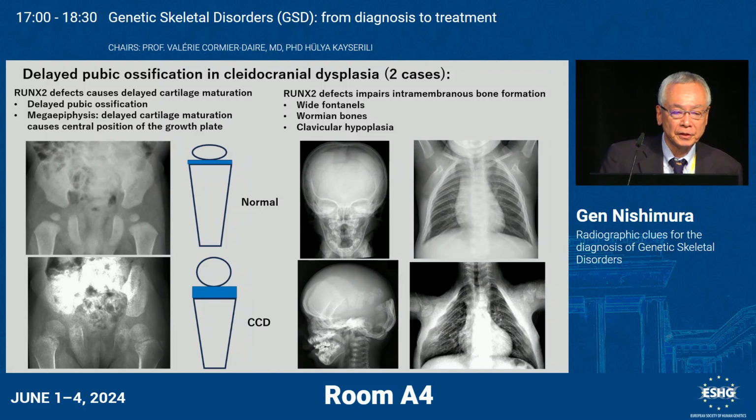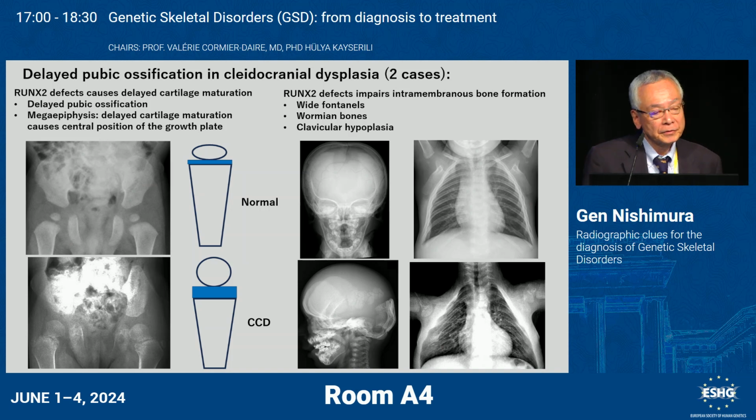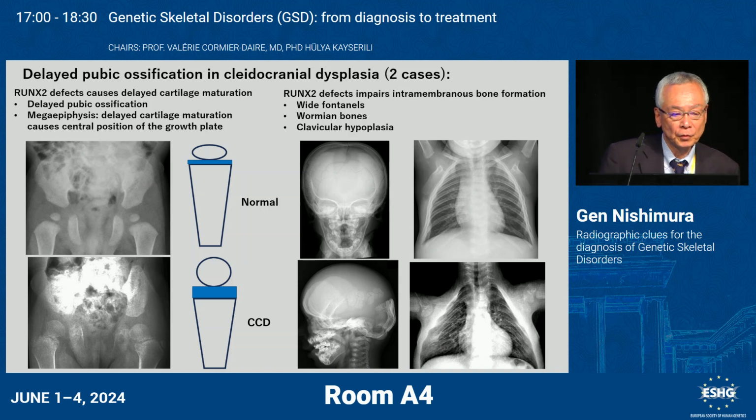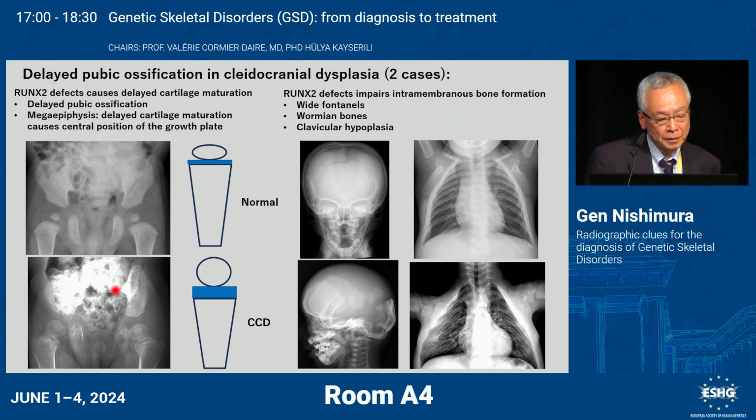We can see delayed pubic ossification in cleidocranial dysplasia. RUNX2 defect in CCD causes delayed cartilage maturation, resulting in delayed pubic ossification like that. And also you can see large epiphyses or mega epiphyses at the hip. That is because delayed cartilage maturation causes central position of the growth plate, as shown in this cartoon.